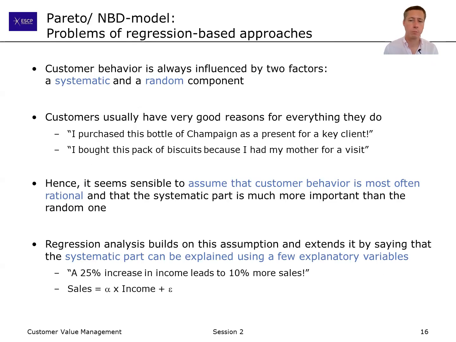You buy a pack of biscuits because your mother comes over and she likes those biscuits. If we assume that customers have good reasons for what they do, we assume that the systematic part of their behavior is relatively large compared to the random part. And this means we can probably predict what people will do.